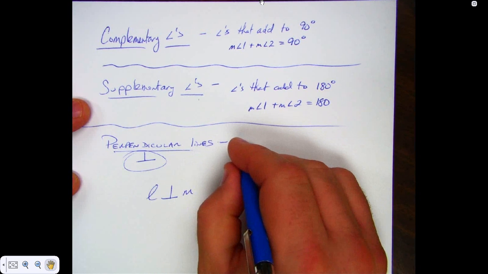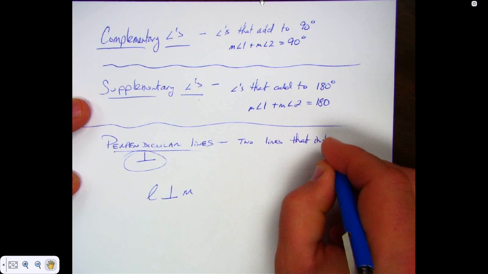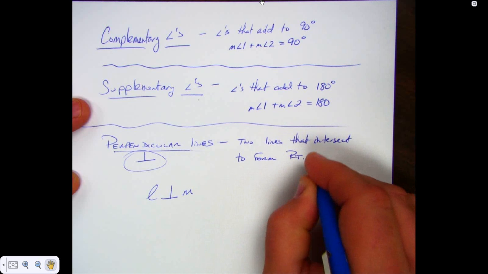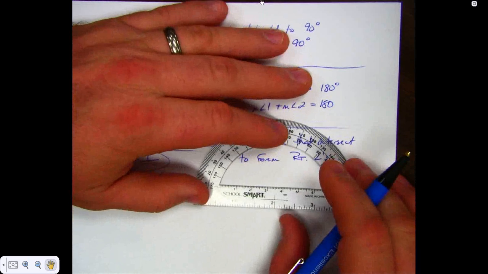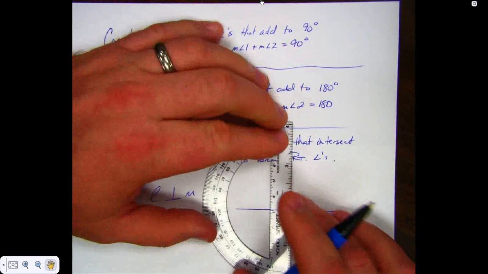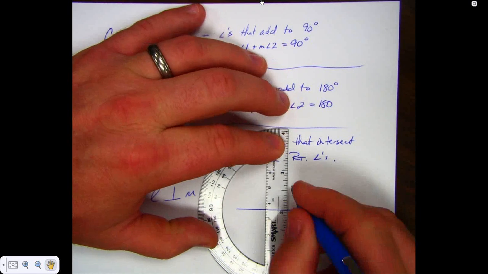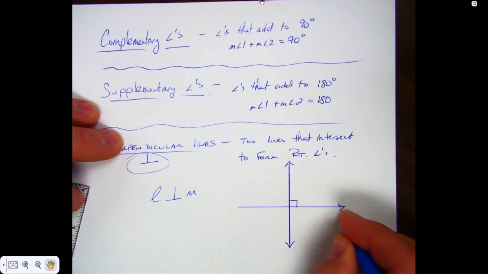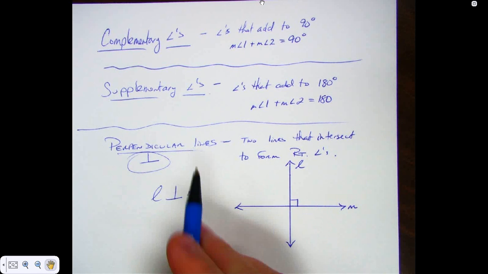Perpendicular lines: two lines that intersect to form right angles, 90 degrees. And they intersect to form four right angles, don't they? This is L and this is M. L is perpendicular to M.